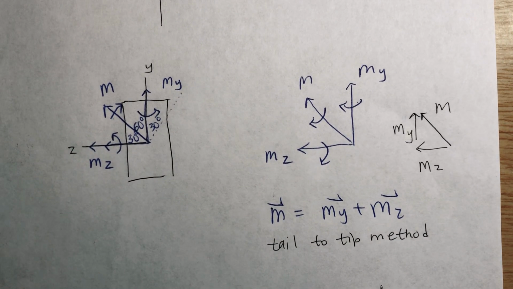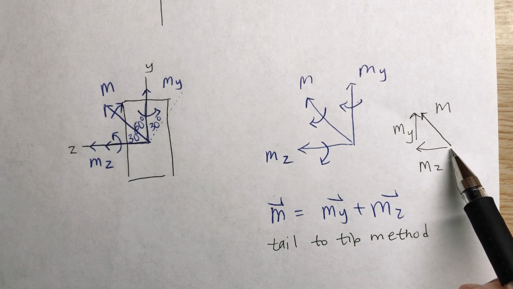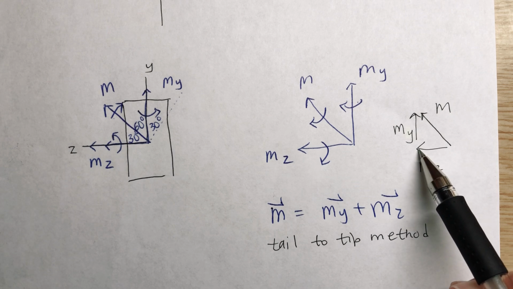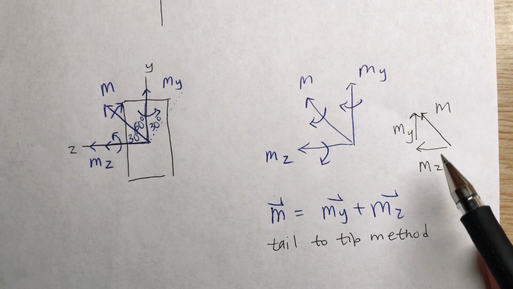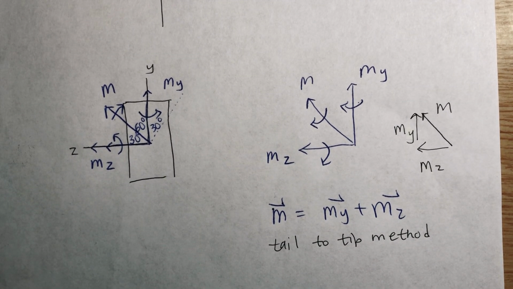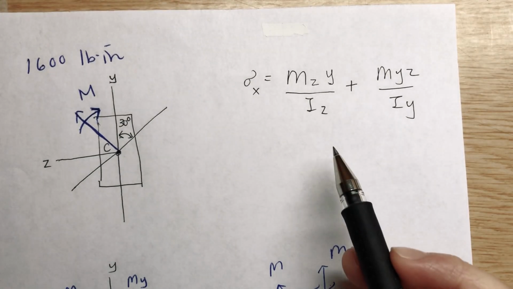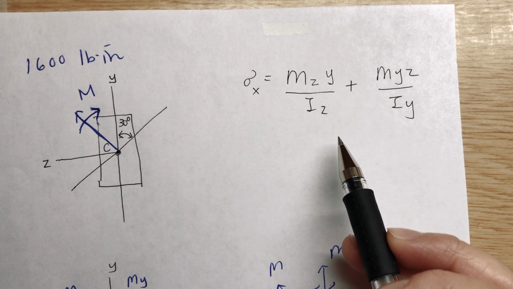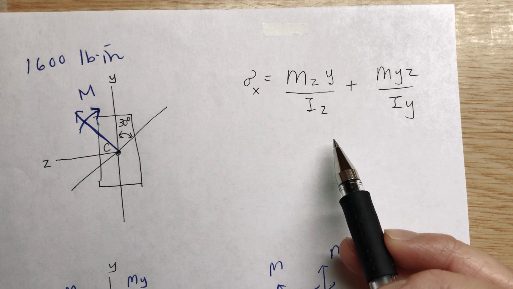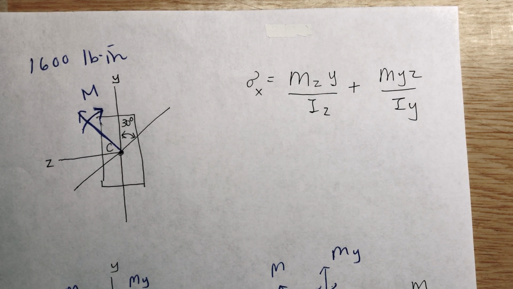Why do we know that? It's just vectors, right? Here, tail-to-tip method, vector Mz plus vector My will equal that moment there. Okay. So our goal is to find out when this stress equation is at its maximum.